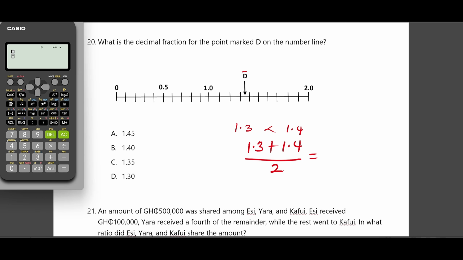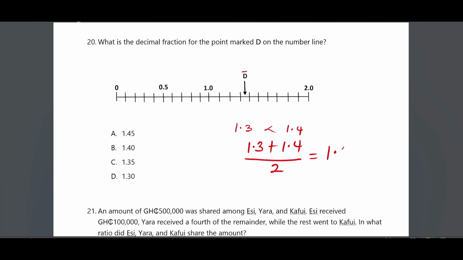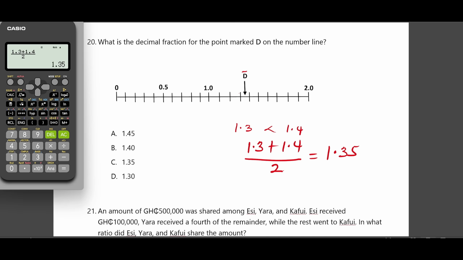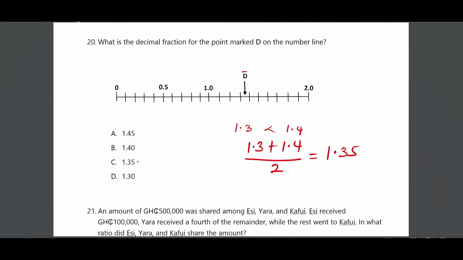So let's see. We have a common fraction. The numerator we have 1.3 plus 1.4, and the denominator we have 2. So 2.7 on 2, but we are looking for decimal fraction. So let's press the S-D button. So we have 1.35. So we select option C.